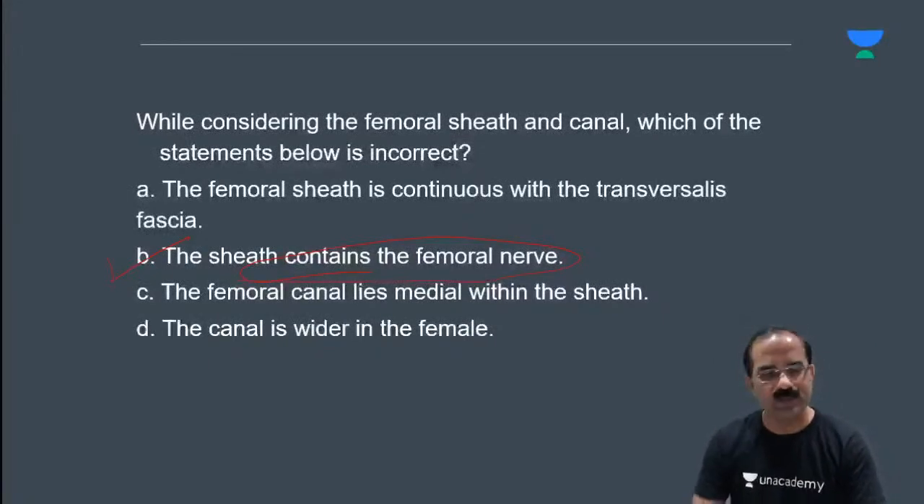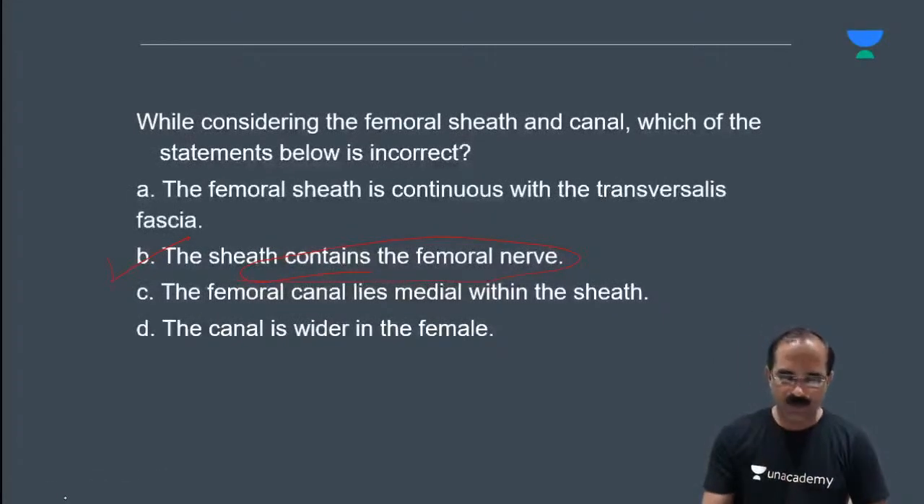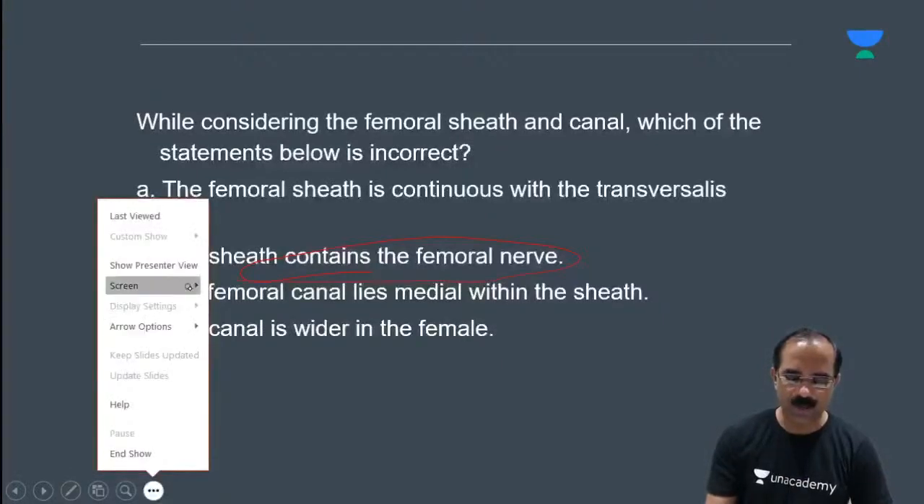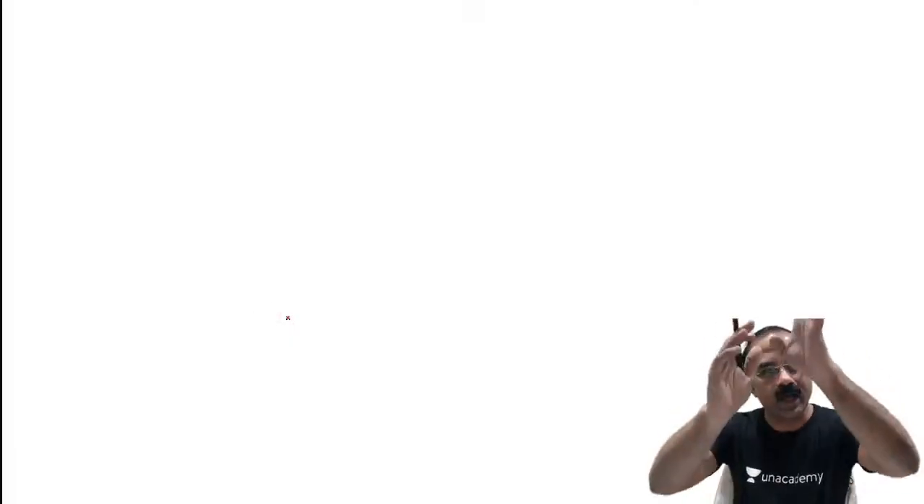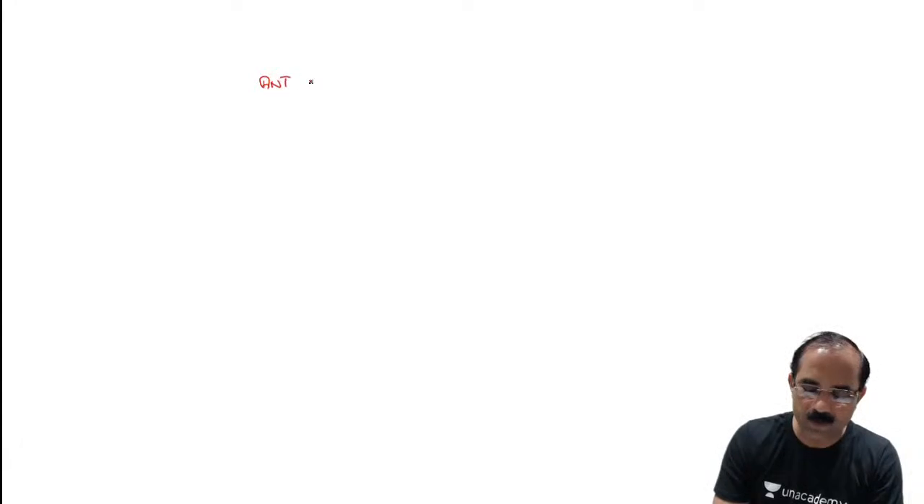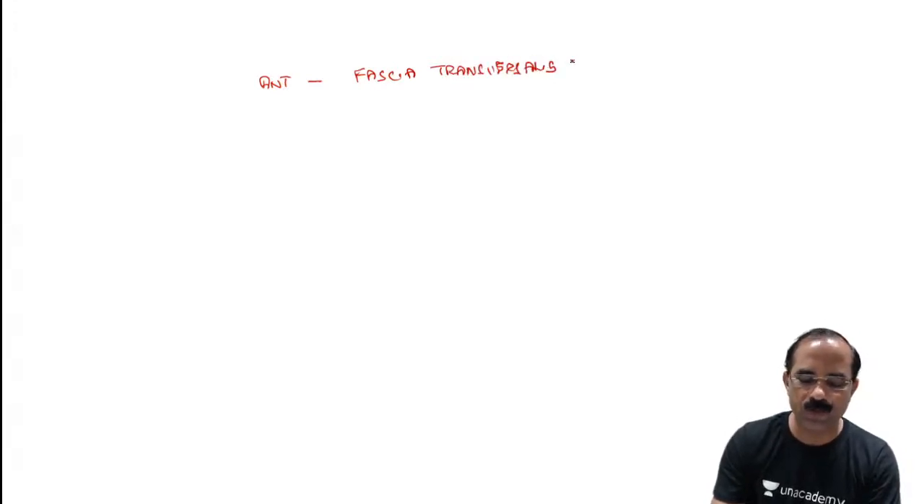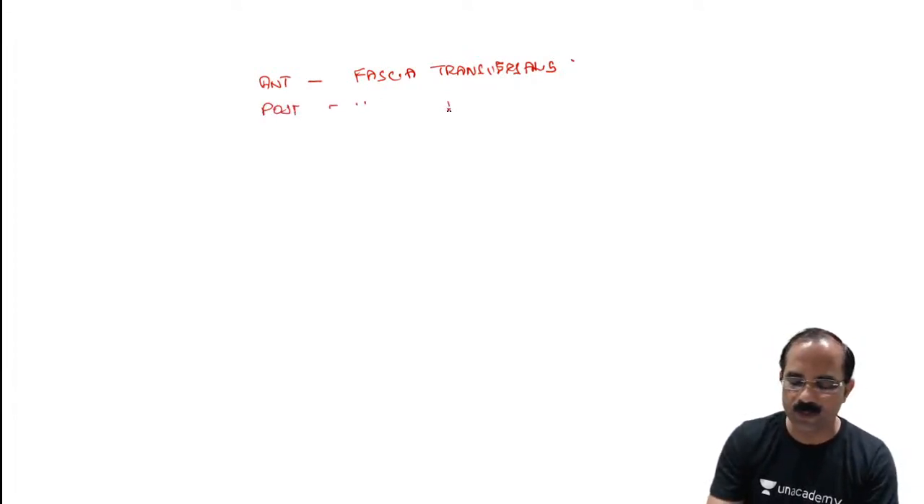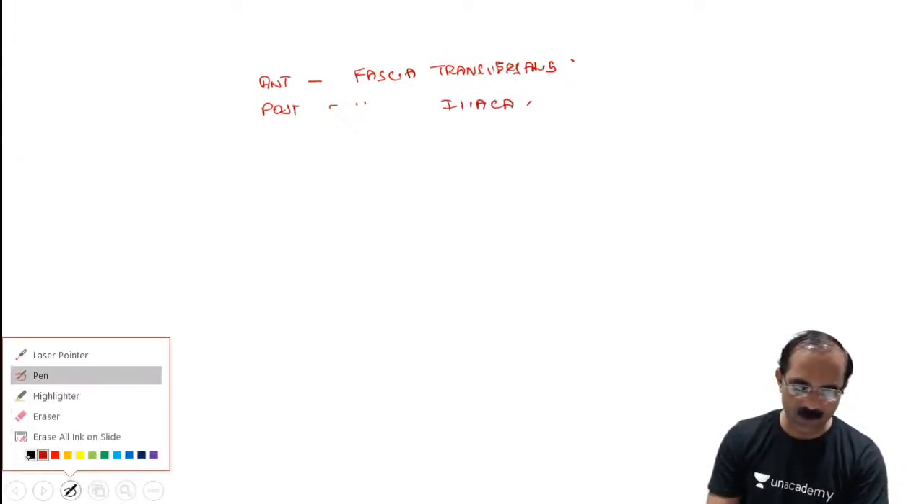The femoral nerve is not inside the femoral sheath. Now the femoral sheath has 2 walls, an anterior wall and a posterior wall. Can you tell me what the anterior wall of the femoral sheath is formed by? The anterior wall is formed by fascia transversalis. The posterior wall is formed by the fascia iliaca.